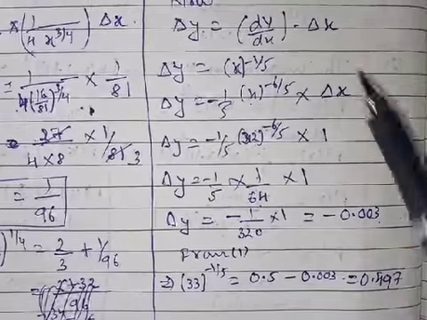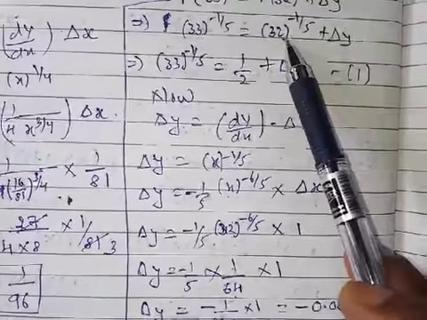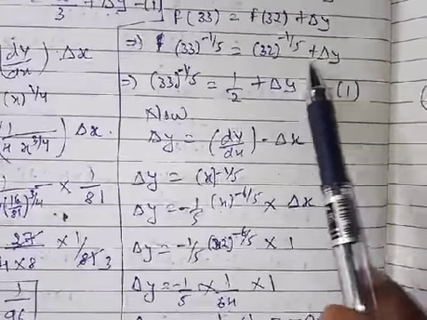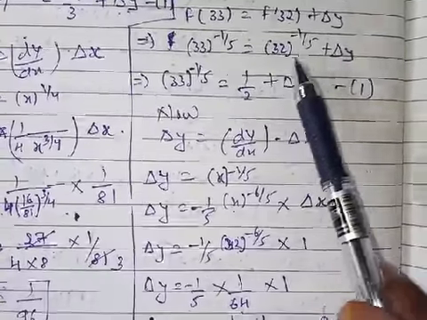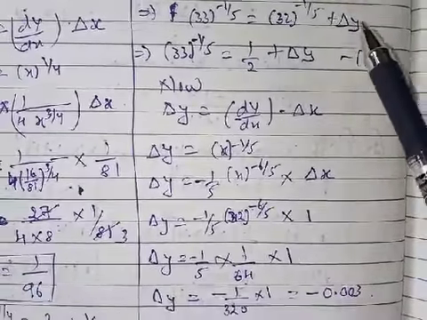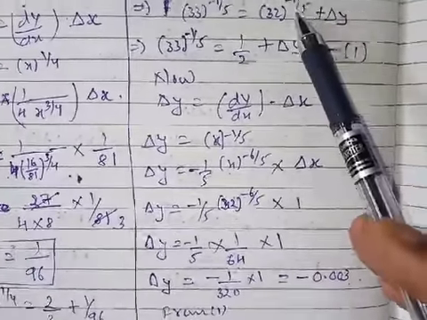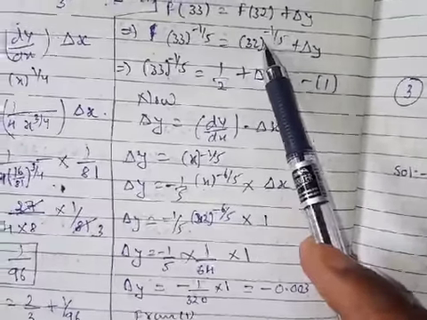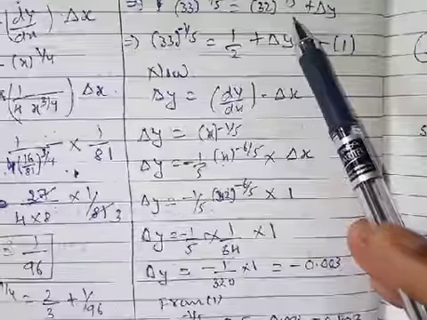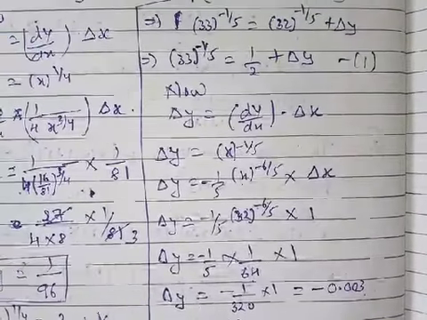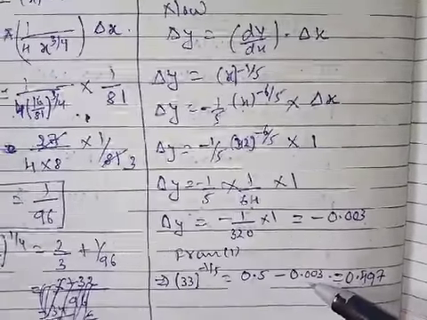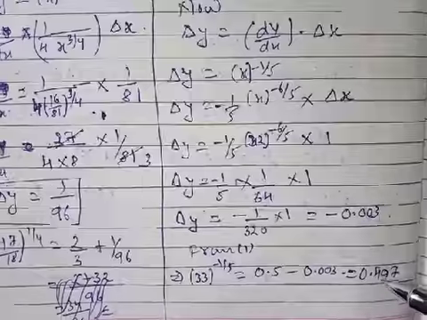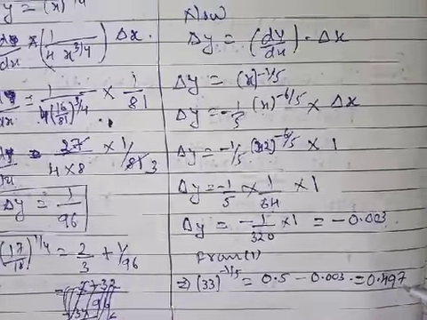So substitute in the equation first, with delta y. What is 32 raised to 1 by 5? It is 2. So 1 upon 2 is 0.5, minus 0.003. So you will get the value as 0.497.